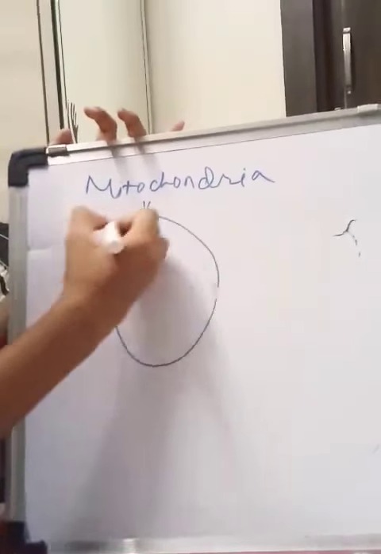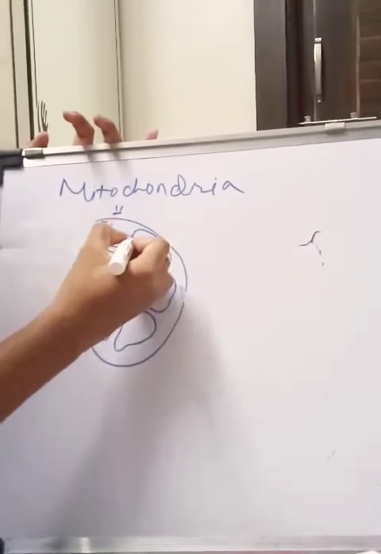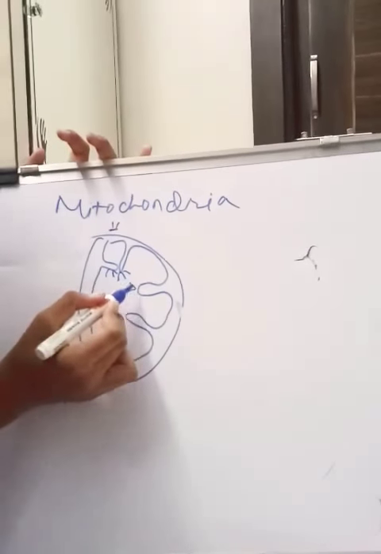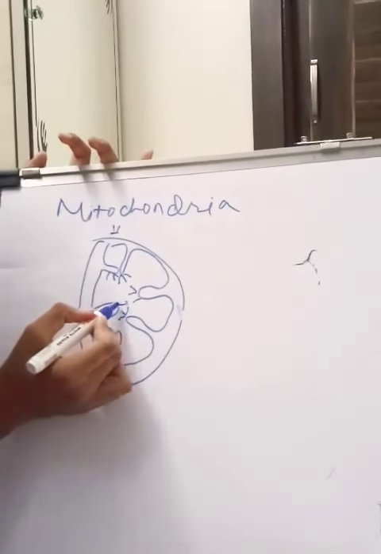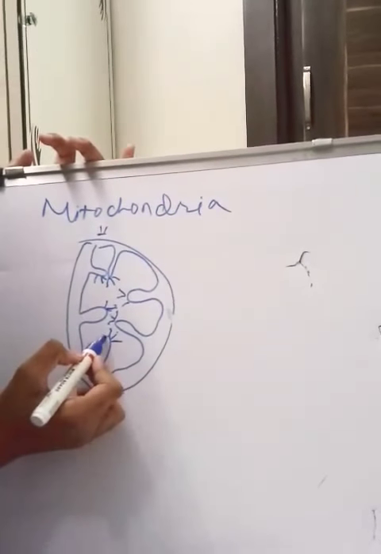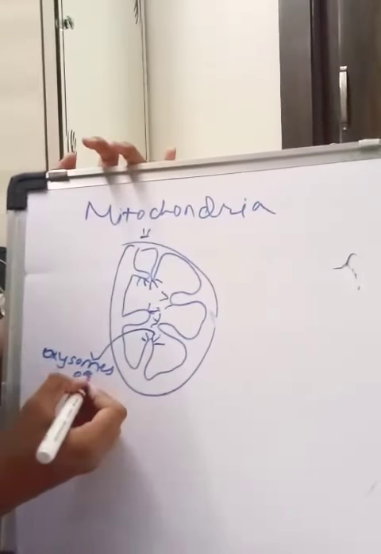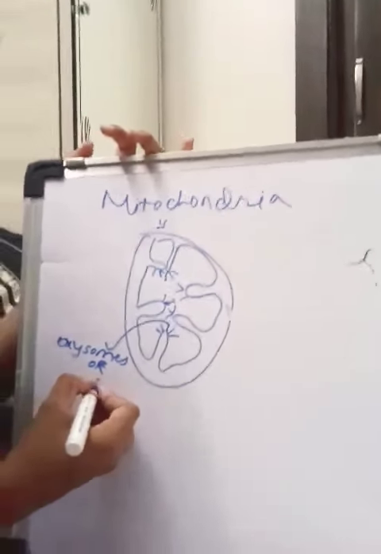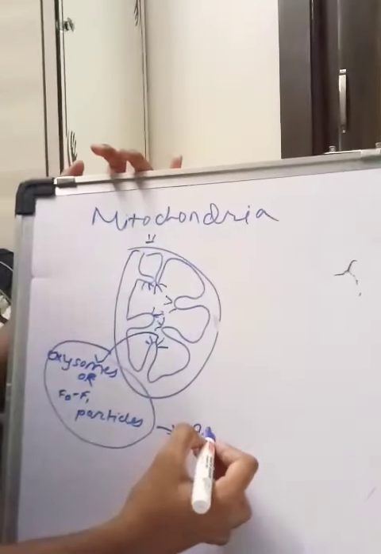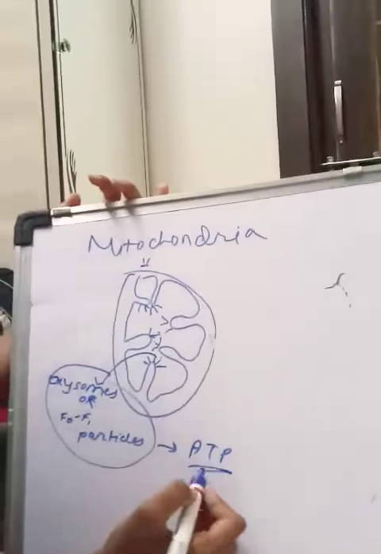Mitochondria, it is something like this. Here oxysomes are present. These folds are known as cristae, and on the cristae the oxysomes are present. These are known as oxysomes or F0-F1 particles. Due to these only, they synthesize ATP, adenosine triphosphate, or energy.